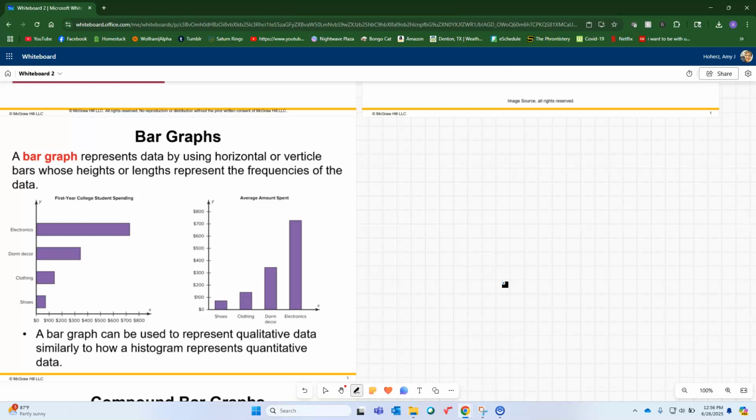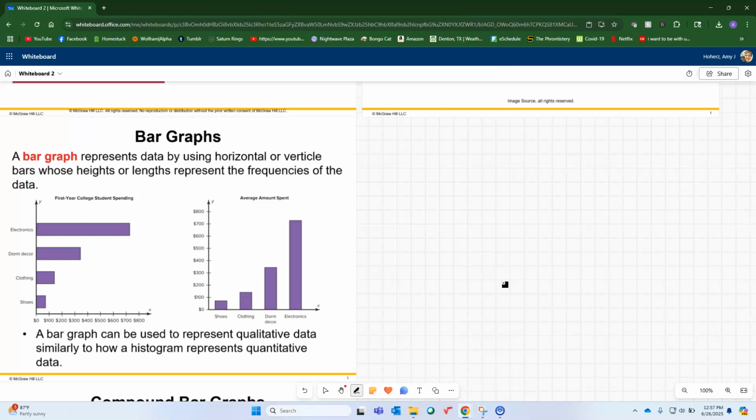Now we're going to just talk about bar graphs in general. So bar graphs represent data by using horizontal or vertical bars. That's another difference with a histogram. Histograms are only drawn vertically. They're not drawn horizontally like this first one is. Also, you'll notice there's spaces in between these bars, and with a histogram we don't leave spaces because there's no space in between the classes. And so regular bar graphs can have spaces in between the bars, or they can touch. It doesn't really matter. And then a bar graph can be used to represent qualitative data or quantitative data.